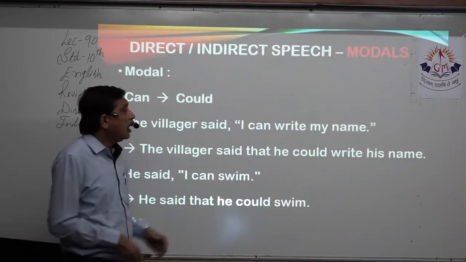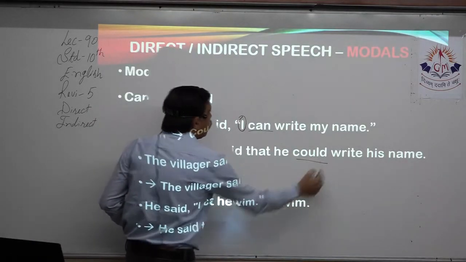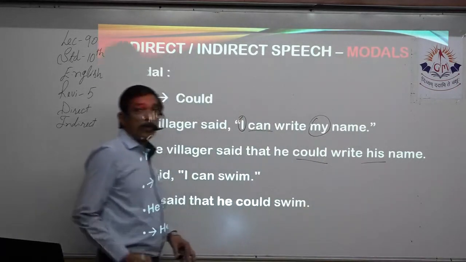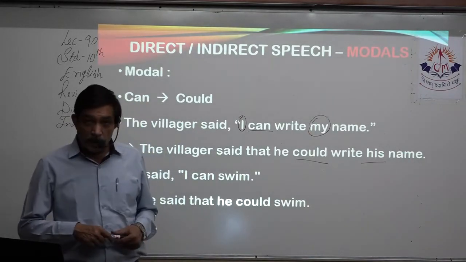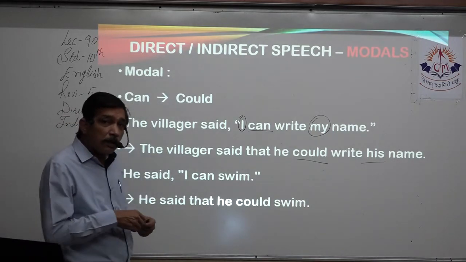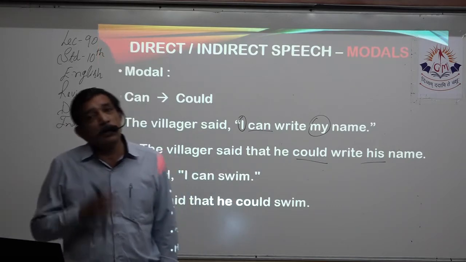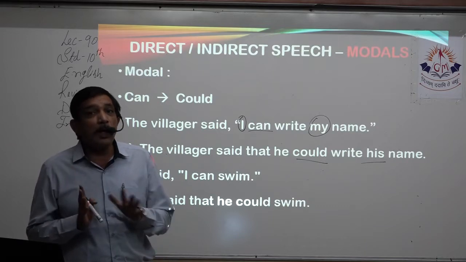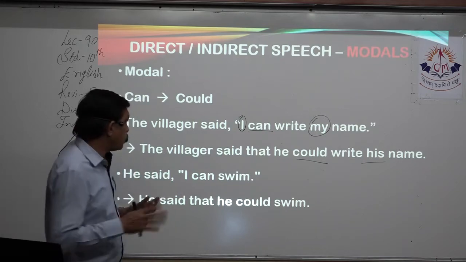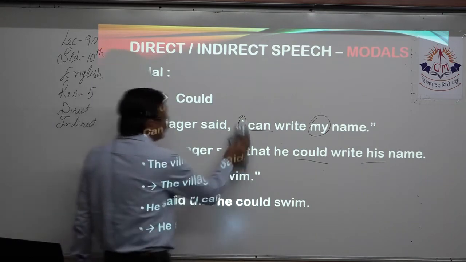So, the villager said that there is only one change. Yes, this is understood: only can changes to could. Otherwise, there is no change. Of course, here my is there, so it will change to his. So wherever pronouns are there, they will turn into person. If it is a repetition of the proper name, then that also will get converted into third person. Other than that, we have only one work to do: find the tense and see what changes we have to make to it, depending upon the type of tense. Yes, present will become past, and past goes one step back. So the villager said, "I can write my name," changes into that he could write his name.